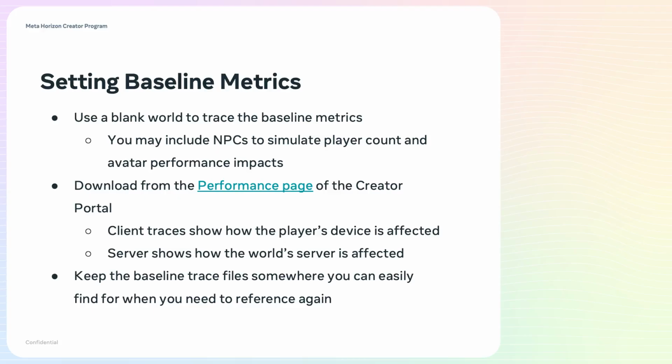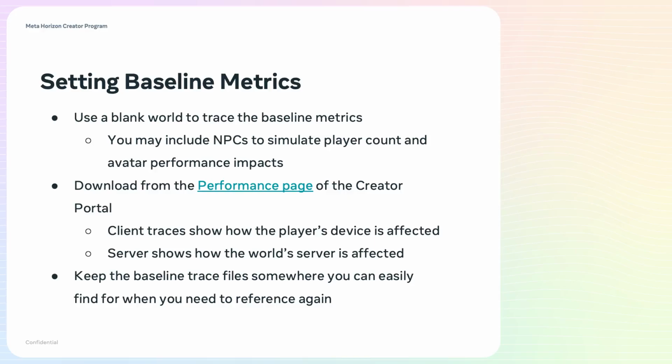To retrieve that, you're going to want to set up a blank world. In this blank world, you can use NPCs to simulate player count and keep track of avatar performance impacts. What you'll do is trace the file using the tracing options available on your Risk menu or the recording button. I'll demonstrate that in the next slide.